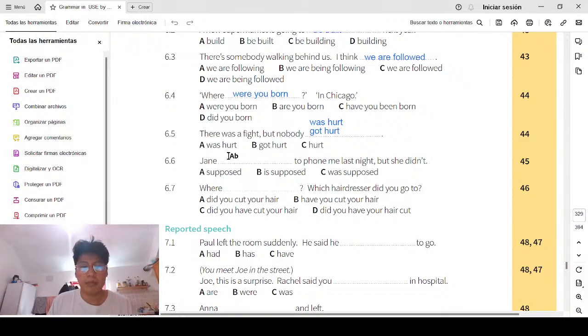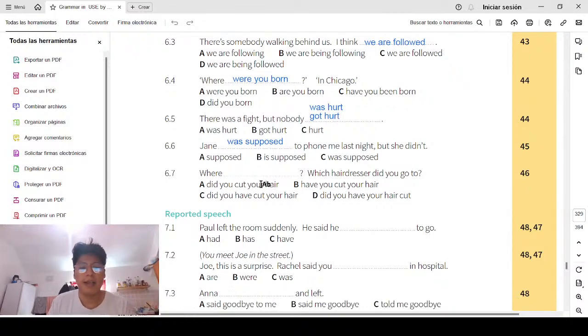Next one. Jen was supposed to phone me last night, but she didn't. Okay, Jen was supposed. When we use suppose, it always goes with the verb to be, in this case the passive voice. Jen was supposed to phone me last night, but she didn't. Okay, it's supposed. I'm assuming something, right? Jen was supposed to phone me.